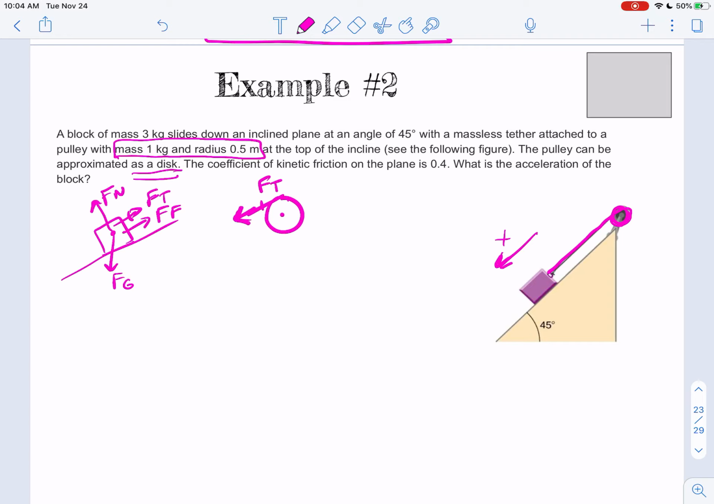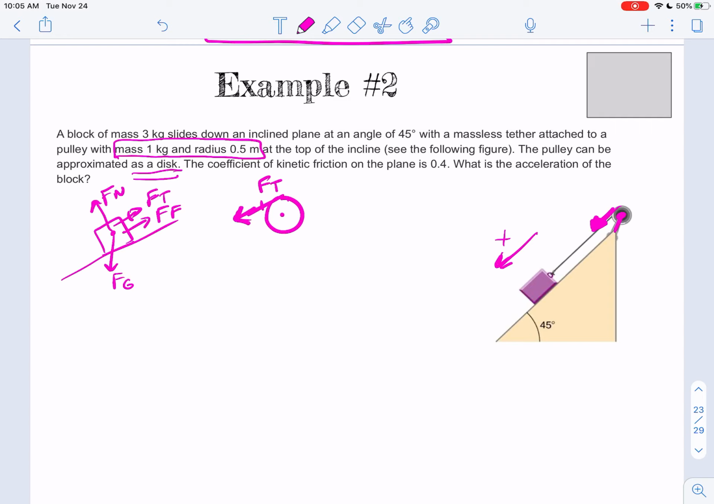So for this one, we only have to worry about that, because whatever this other force is here is sort of acting at the radius. So that's not making the pulley spin. The only thing making the pulley spin is this force of tension out here. This is actually a lot easier than the other one, I think.